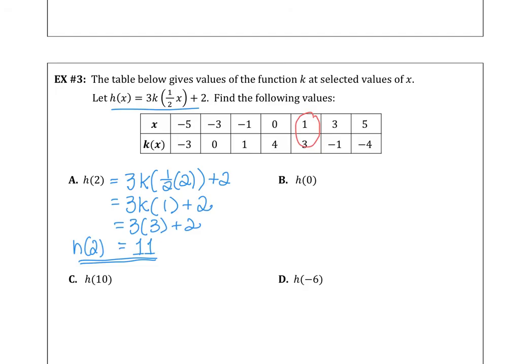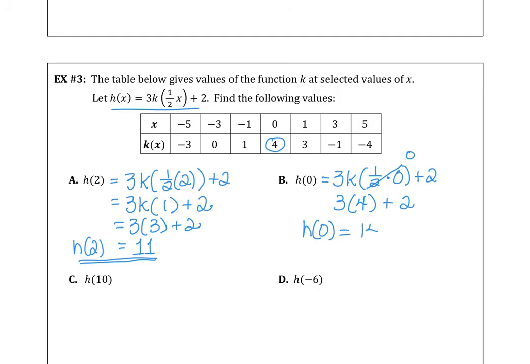Moving on to the h of 0, going to do the same thing. Follow the pattern rule. 3 times the k of 1/2 times 0. So that's 0. The k of 0 is 4. 3 times 4 is 12 plus 2. So our h function has a value of 14 at 0.